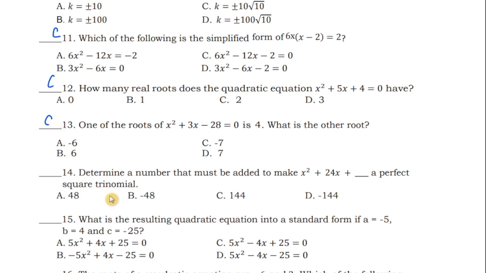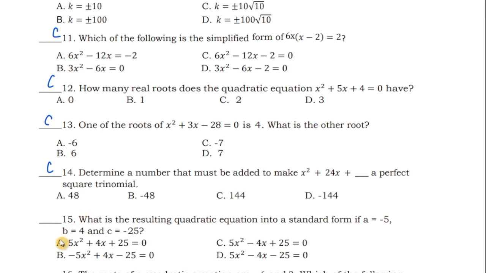Determine the number that must be added to make x squared plus 24x plus blank a perfect square trinomial. A 48, B negative 48, C 144, D negative 144. So the answer is C.